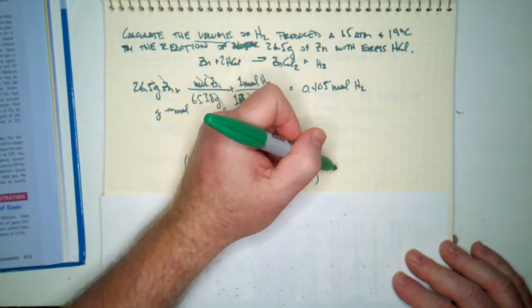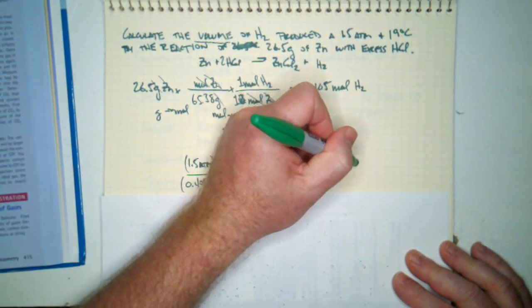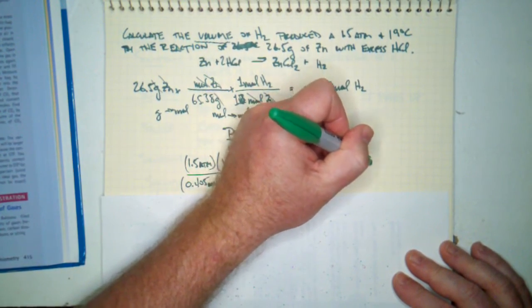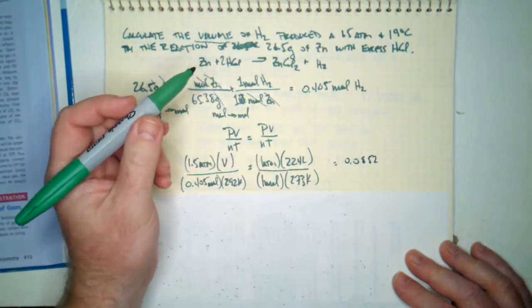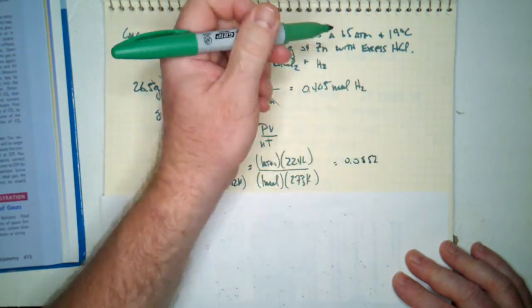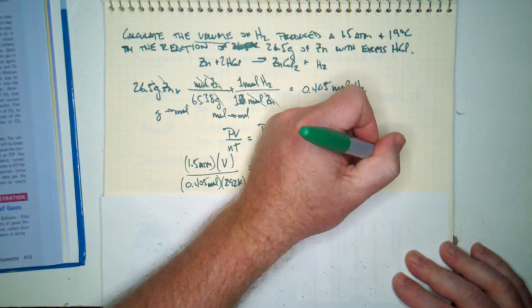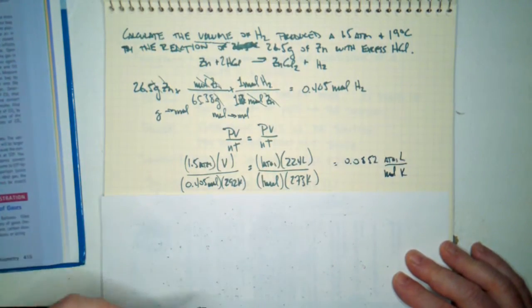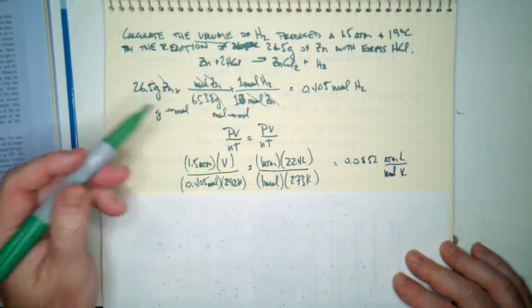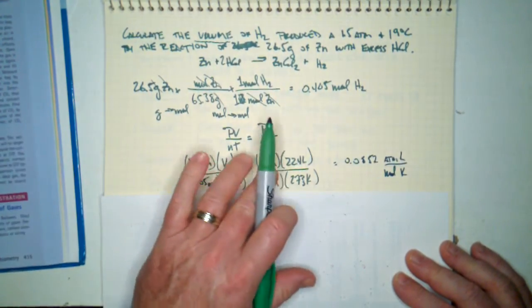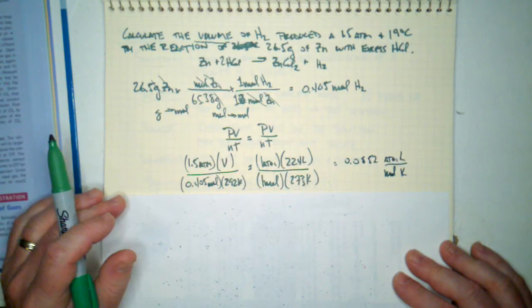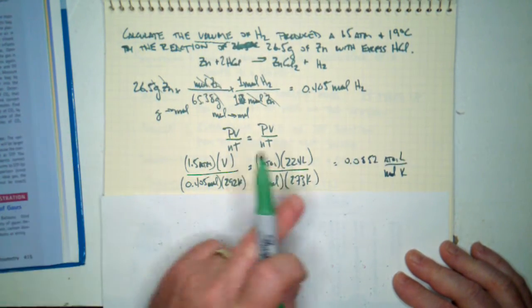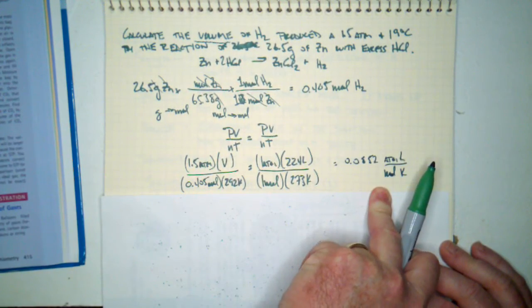Now, if I wanted to, I could use R, which equals 0.0821 atmosphere liters per mole Kelvin, but it's always easier for me this way. This is the way I've taught you to do it. This is the way I prefer you to do it. However you do it, I'll figure it out. It's not that difficult.